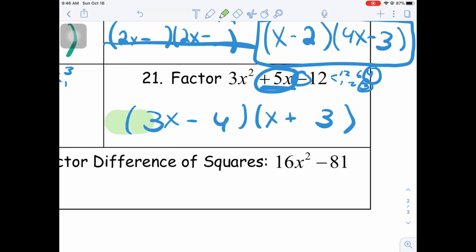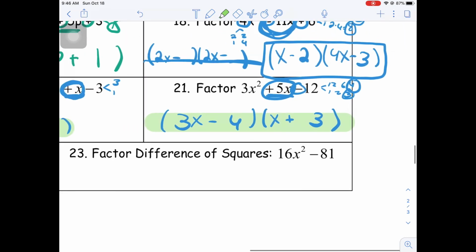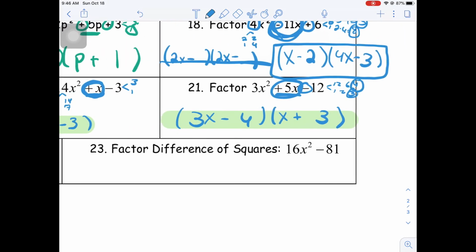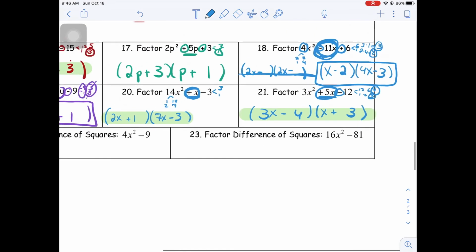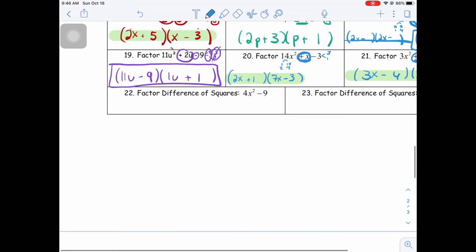Okay, so that one might have taken you a couple more tries than just guessing on the first one, okay? But literally, that's just because I've done so many factoring problems, I just know what good guesses are. And it just takes a lot of practice to figure out the good guesses.